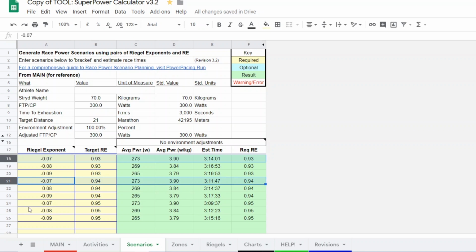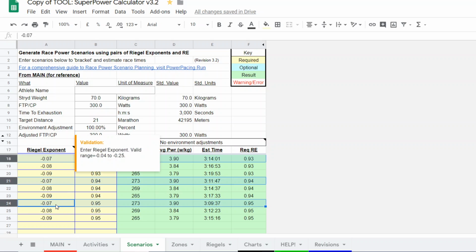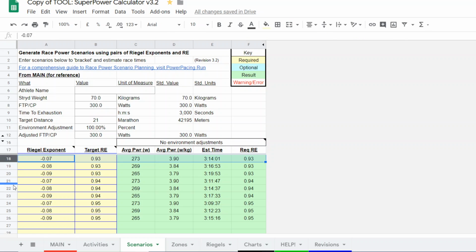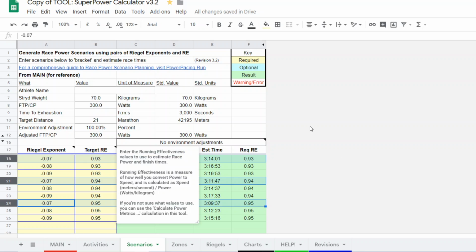And once again, for that set of Riegel exponents and running effectiveness, sorry about that, we can see the times here, the spread is about 5 minutes, a little under 5 minute spread based on what the running effectiveness is.